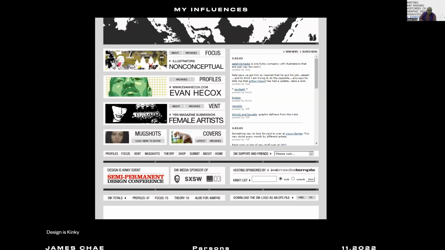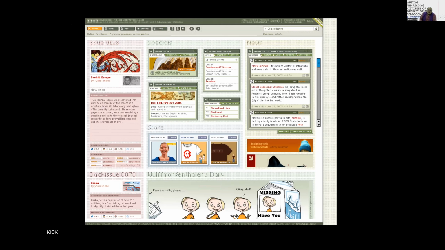So here's an old screenshot of the design portal site Design is Kinky. I know the name is kind of problematic, but I think they're still in operation today. The basic idea is that sites like Design is Kinky and also K10K by the Cuban Council were both online magazines, but also basically showcases of different types of design work available and presented on the internet. There were primarily web design works, but also portfolio sites.